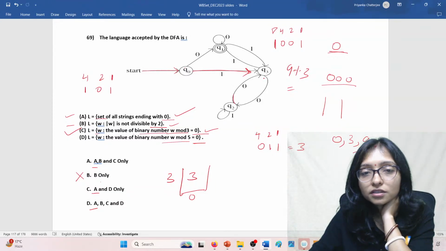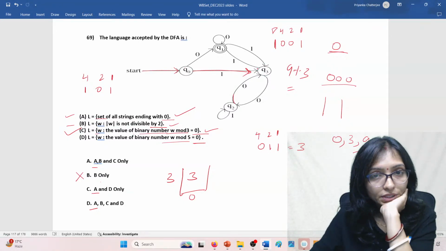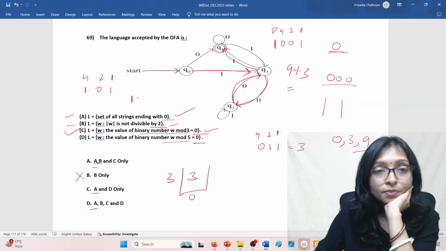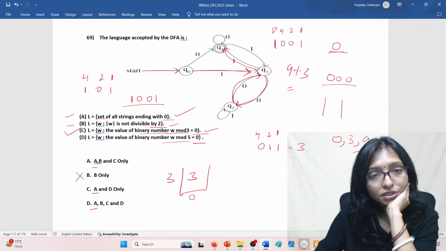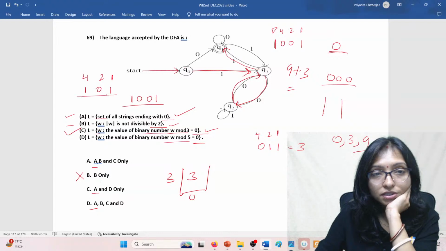1, 0, 1 will not be accepted here, because here I am taking 1, 0, then another 0, and only then 1. So 1, 0, 0, 1 is accepted, but 1, 0, 1, that is 5, is not accepted.